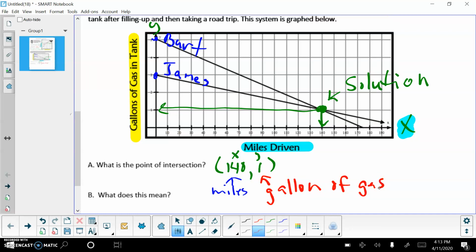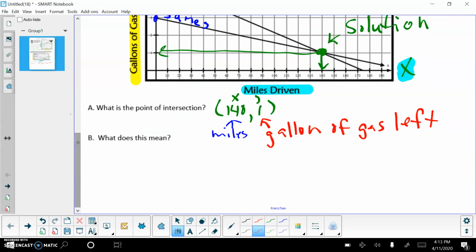And that's actually left in the tank, because you can see that the lines are going down, indicating that the gas is being used up as they drive more miles, and that seems to make sense. Okay, so what does this mean? Well, when they have driven 140 miles, they both have 1 gallon of gas left in their tank. I'm going to write that down.